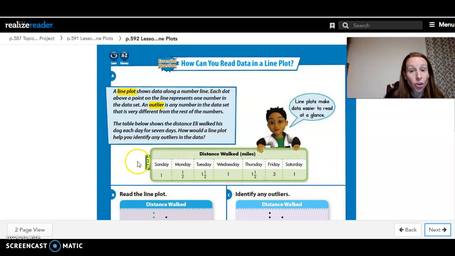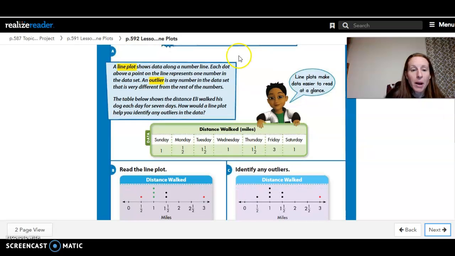Well, this data chart is great for recording information, but if I want to really make any sense out of this information, or look for patterns, or compare what day I walked, what amount, or what was my longest distance walked, this is not going to be the most advantageous or the easiest to read. I kind of have to bounce back and forth. So instead, we make a line plot. And just as a reminder, a line plot shows data along a numbered line. Each dot above a point on the line represents one number in the data set.